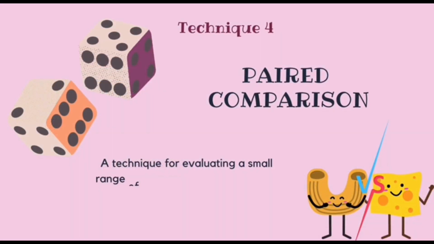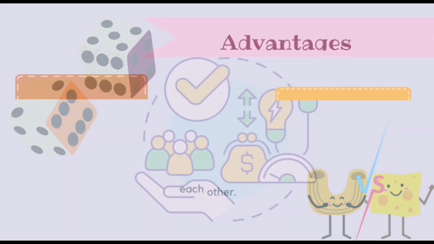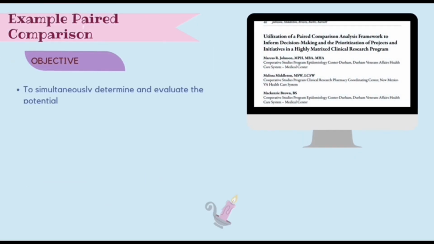Pair comparison. A technique for evaluating a small range of options by comparing them against each other. Here are some advantages of pair comparison, which are simplicity, relative preference measurement, reduced cognitive burden, rank ordering, quantitative analysis, and the last one, flexibility.